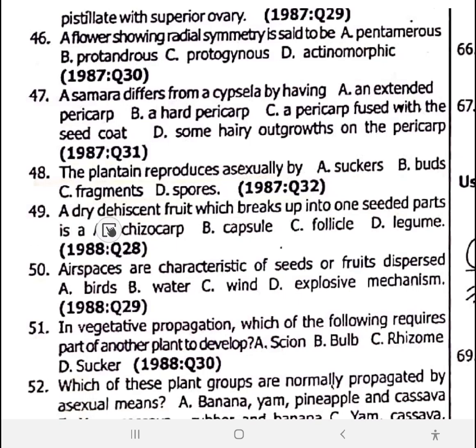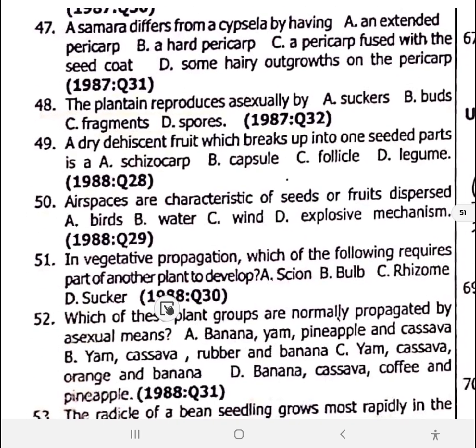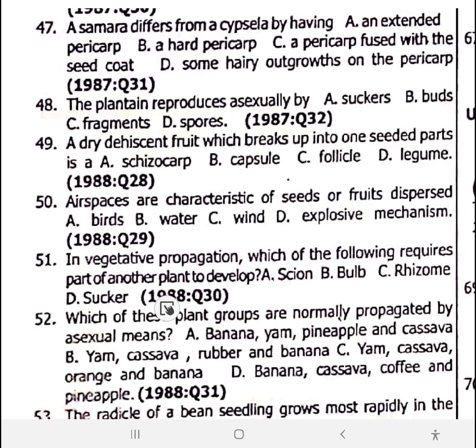49. A dry dehiscent fruit which breaks up into one-seeded parts is called a schizocarp. We've talked about this one before. 50. Air spaces are characteristics of seeds or fruits dispersed by water. Air spaces, that's question 50. Somebody might see air spaces and pick wind. No, air spaces are for water so that they can float. An example of this is coconut.